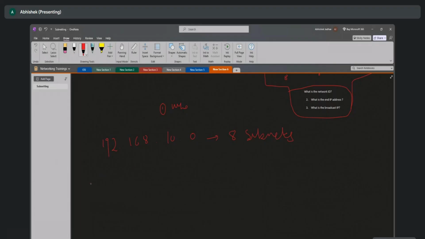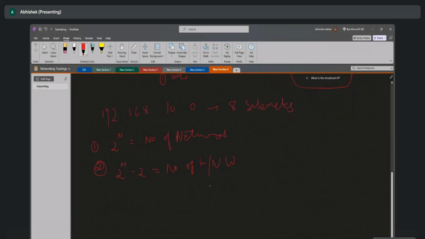So what tools have you got? The number one formula is 2 to the power of network bits borrowed from the host bits is equal to the number of networks. Please make a note of it: number of networks. Second thing, how many hosts per network? The number of host bits remaining, minus 2, is equal to the number of hosts per network.